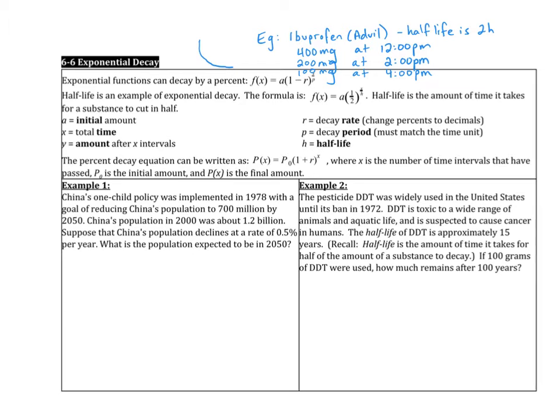In the first example, it says that China's one-child policy was implemented in 1978. So the idea in 1978, they had said that parents in China were only allowed to have one child. If they had more than one child, then they were subject to fines, or their access to government assistance became more difficult. But that's not really the point of the story here. The whole point was that they wanted to reduce the population to 700 million by the year of 2050. China's population in the year 2000 was about 1.2 billion.